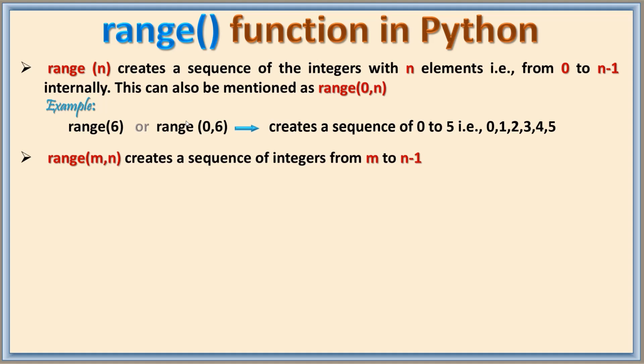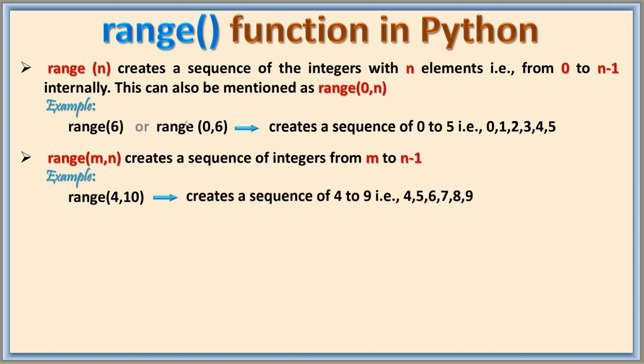The range function can also be with two arguments. When we are giving two arguments, this will create a sequence of integers from m until n minus 1. For example, if we are giving range of 4, 10, this will create a sequence 4, 5, 6, 7, 8 and 9. Remember, not 10.